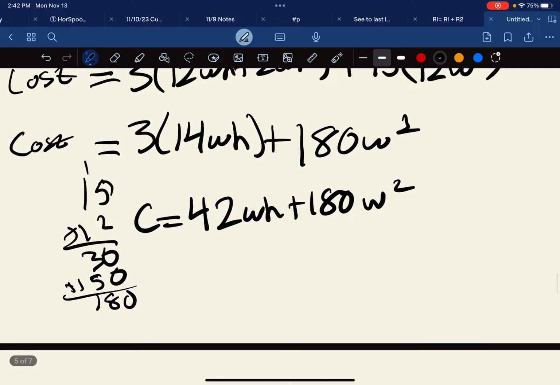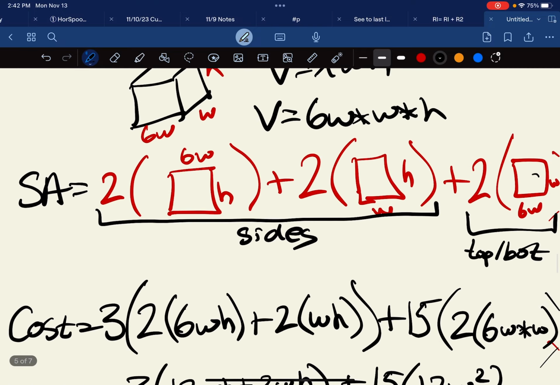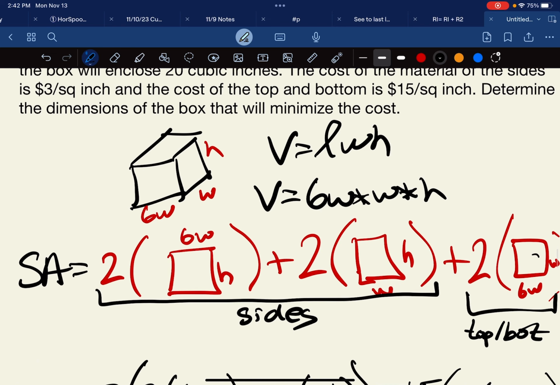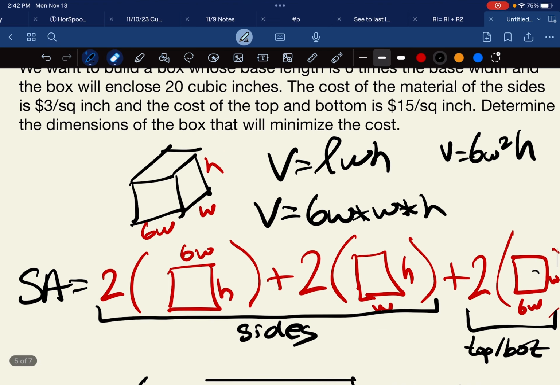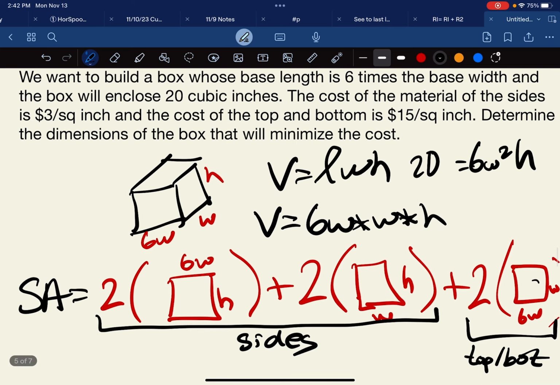So now we want to find a way to insert our volume into here. One way we can do this is, first let's rewrite volume as 6W squared H. And notice how we are given information about our volume. The total volume that our box is going to enclose is going to be 20 cubic inches. So we can substitute 20 in here, and then we can solve for H.